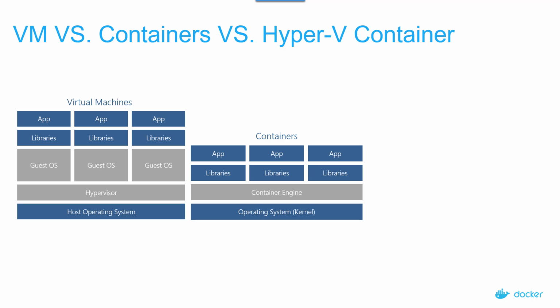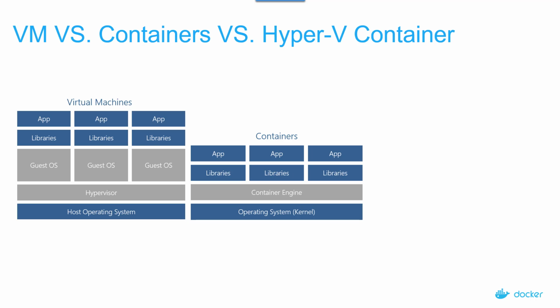The size is less, so moving over the network or between PCs becomes much easier, and the cost also becomes lower because, for example, when I pay on the cloud for a virtual machine, I can create many containers on one virtual machine.